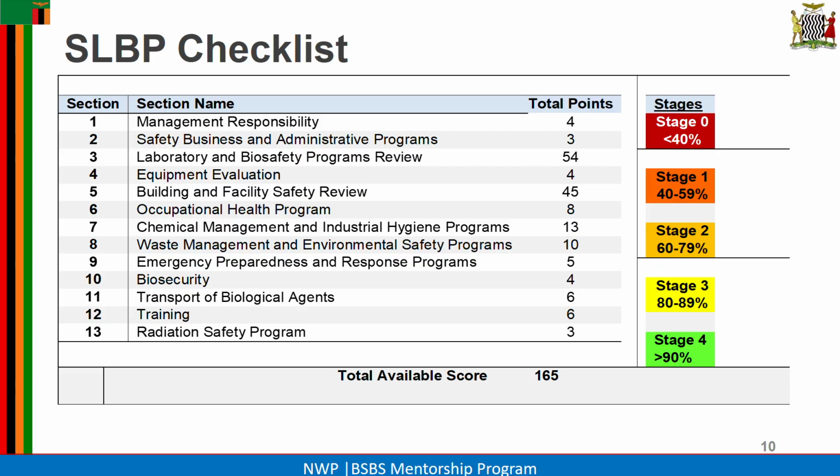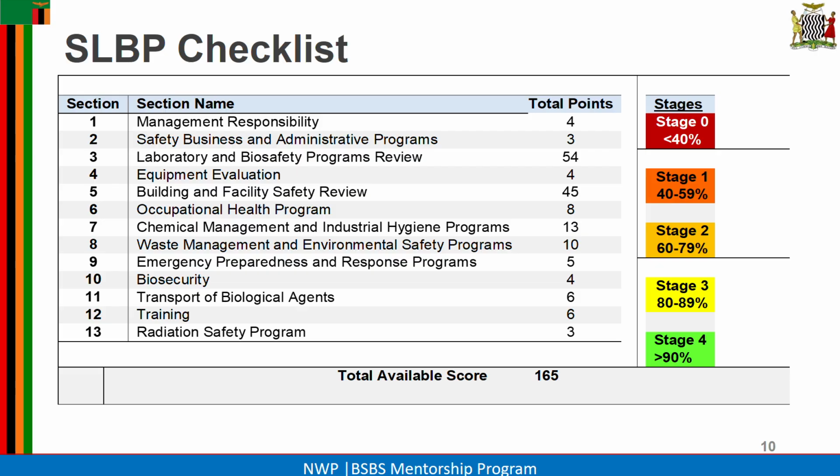Then we have the strengthening laboratory biosafety practice checklist. Mostly this checklist was the first checklist that was released, and it is from this that the Zambia biosafety and biosecurity checklist was derived. So this was like the draft form, or the reference checklist that was there before the Zambia National Biosafety and Biosecurity checklist came out.